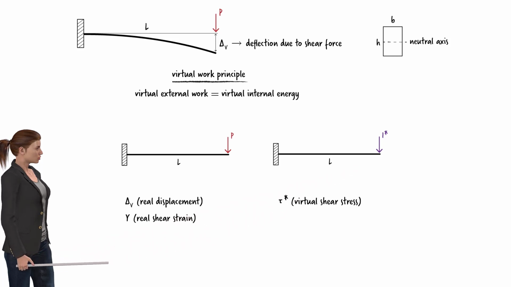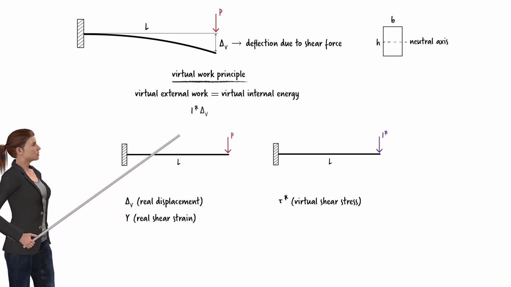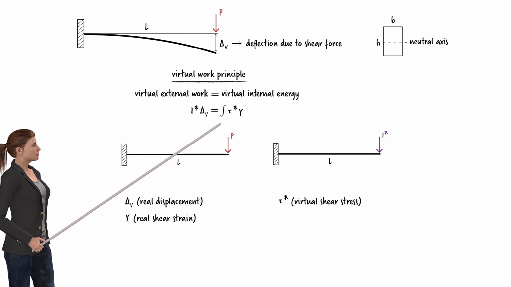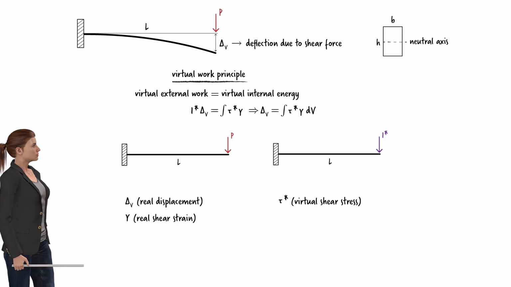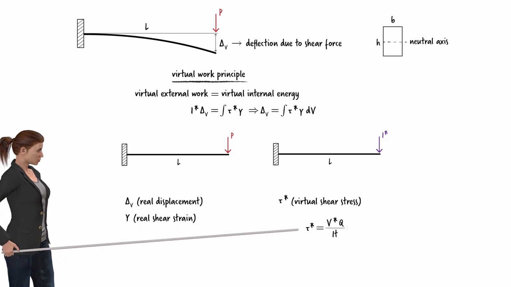We can write the external virtual work as the product of the virtual unit load and the real displacement, delta V. The virtual internal energy can be written as the sum of the product of the virtual shear stress and the real shear strain for the beam elements. This sum can be expressed as the integral of tau star times gamma over the volume of the beam. Dividing both sides of this equation by the virtual unit load, we get this. Tau star can be written using the shear stress equation, like this.